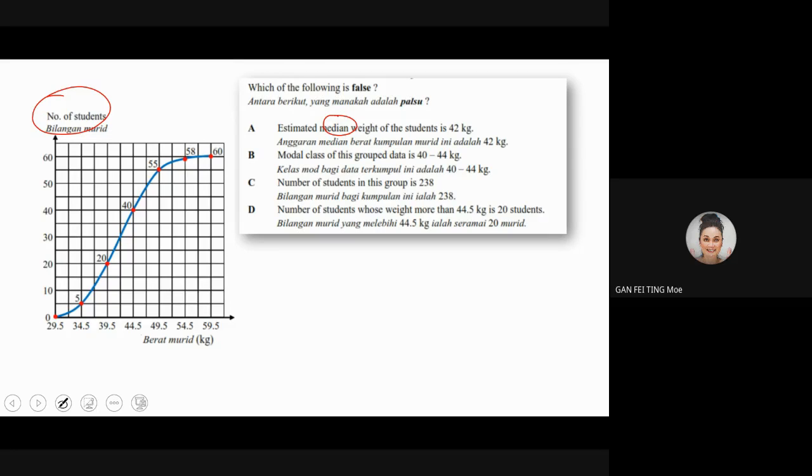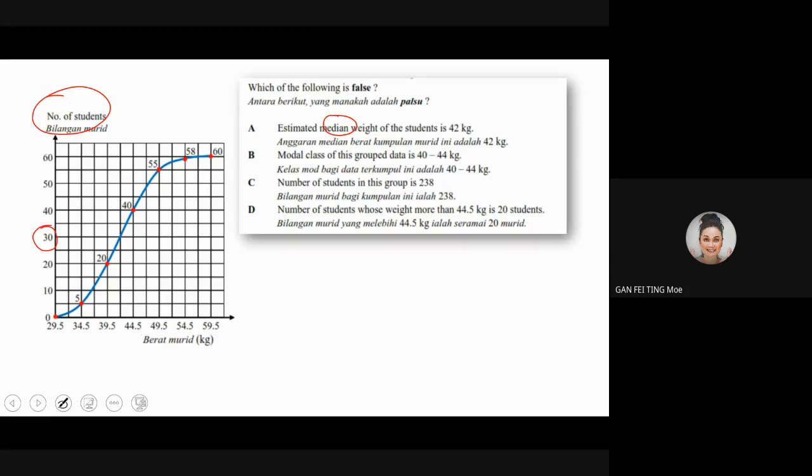What value or what number? Which number of students will be at the center? Anyone? 60 divided by 2, half. What do you get? Yes, 30. So 30 is here.